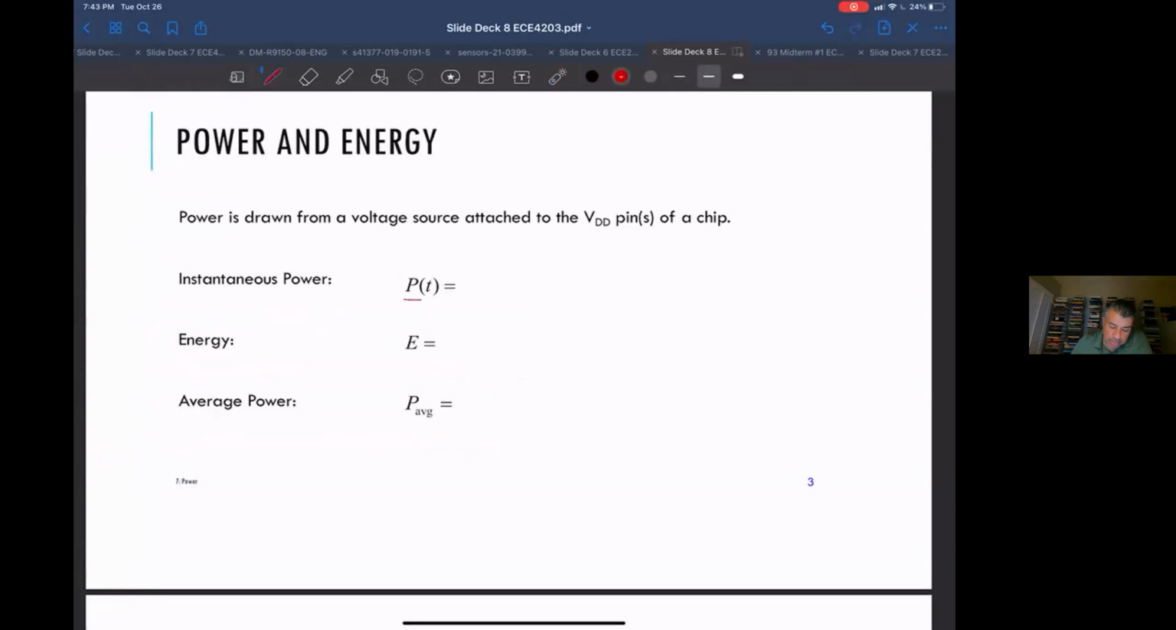So the instantaneous power, the power as a function of time, is the current as a function of time times the voltage as a function of time. That's the instantaneous power. Energy is integrating the instantaneous power over some period of time. So I would pick some period of time and integrate the instantaneous power as a function of time. That's the definition of energy. And then average power is this energy over the period of time over which I want the average power, so it'll just be 1 over T, integral from 0 to T.